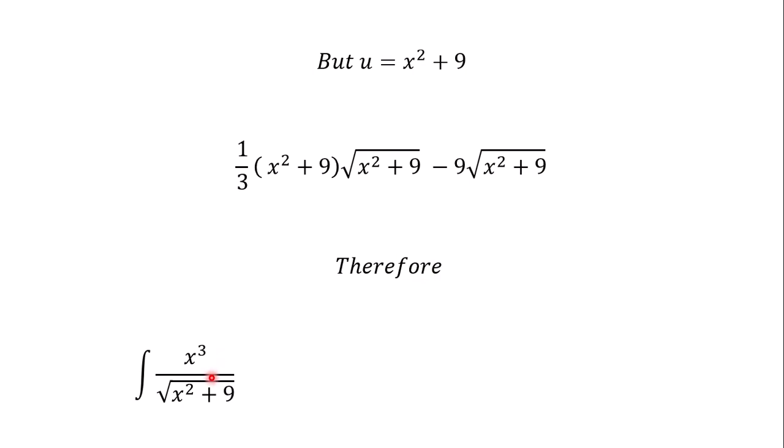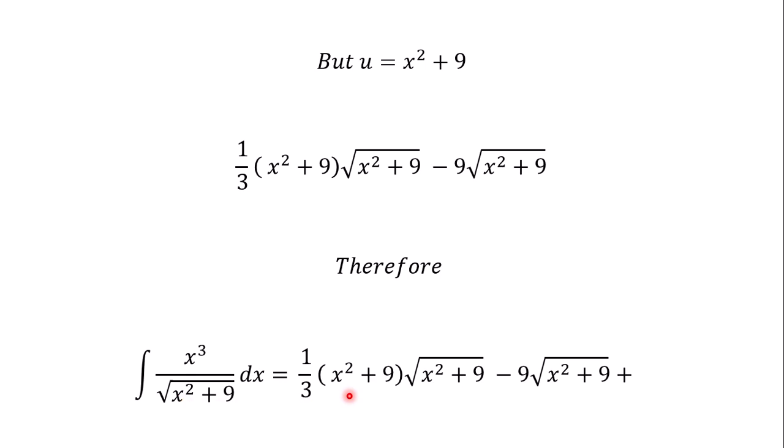Integral x cubed divided by square root of x squared plus 9 dx is now equal to 1 over 3 into bracket x squared plus 9 multiplied by square root of x squared plus 9 minus 9 multiplied by square root of what? x squared plus 9, plus c.